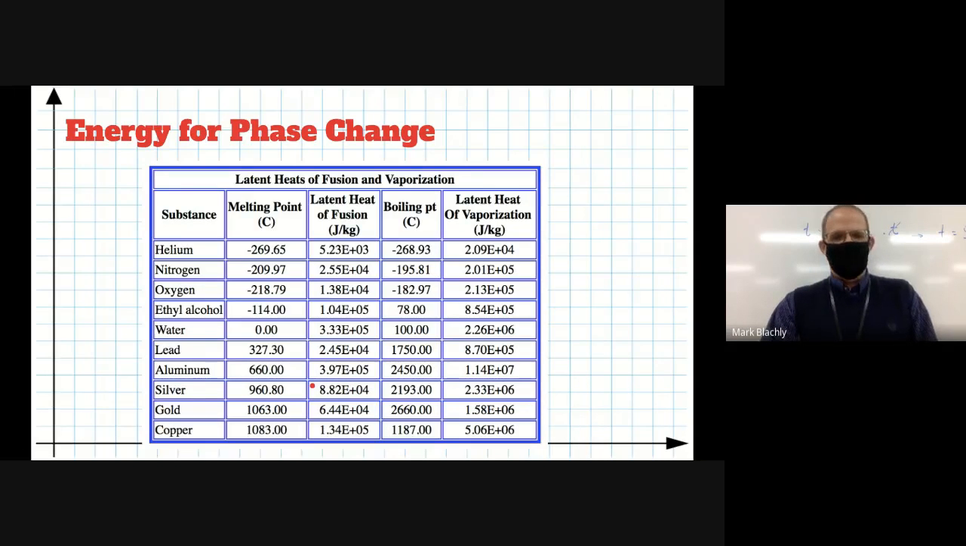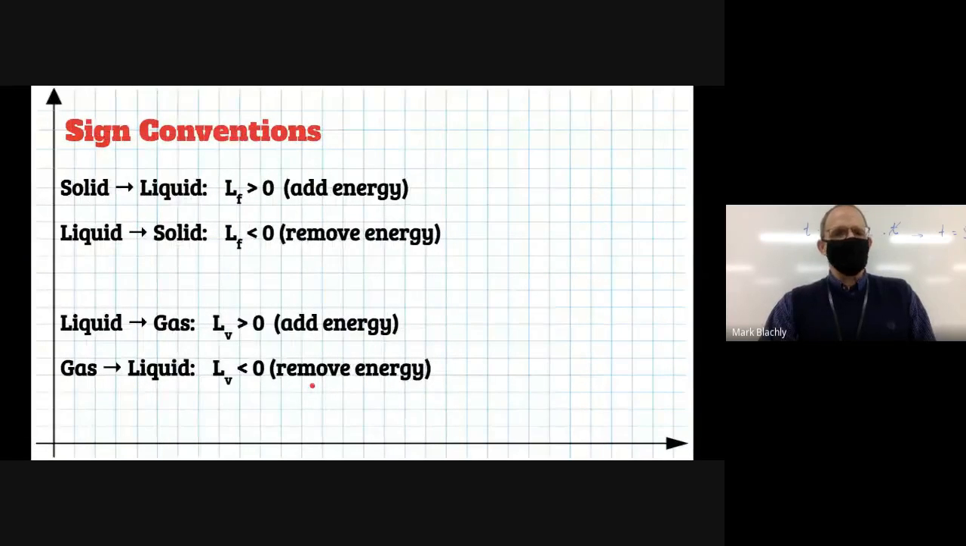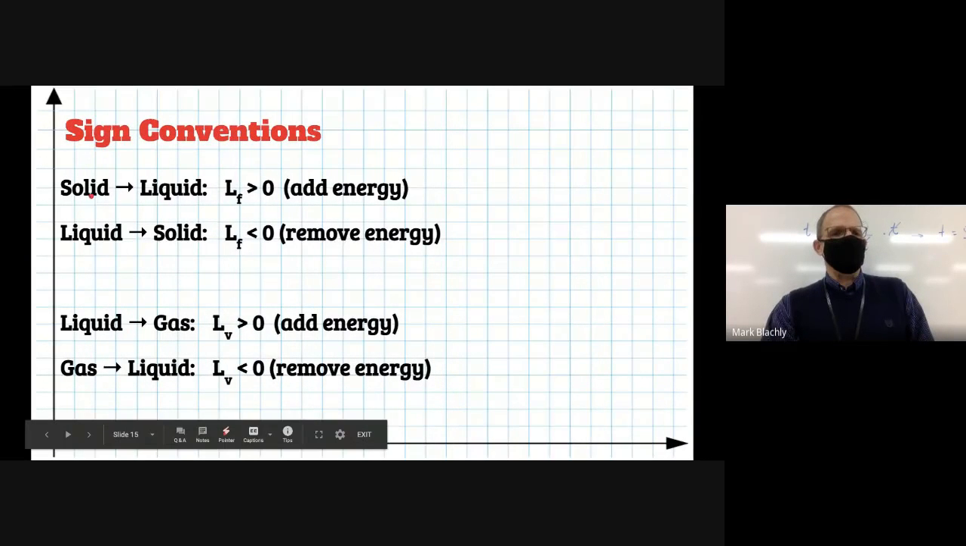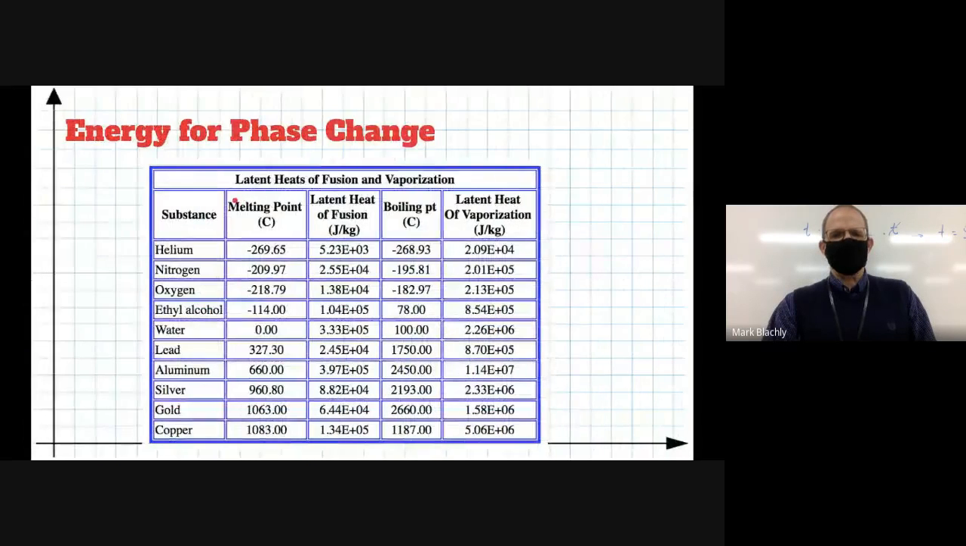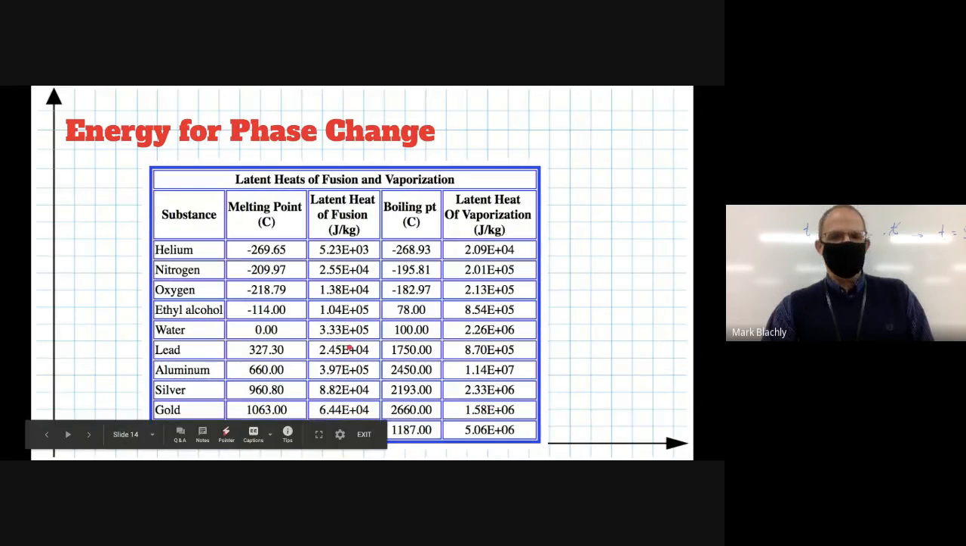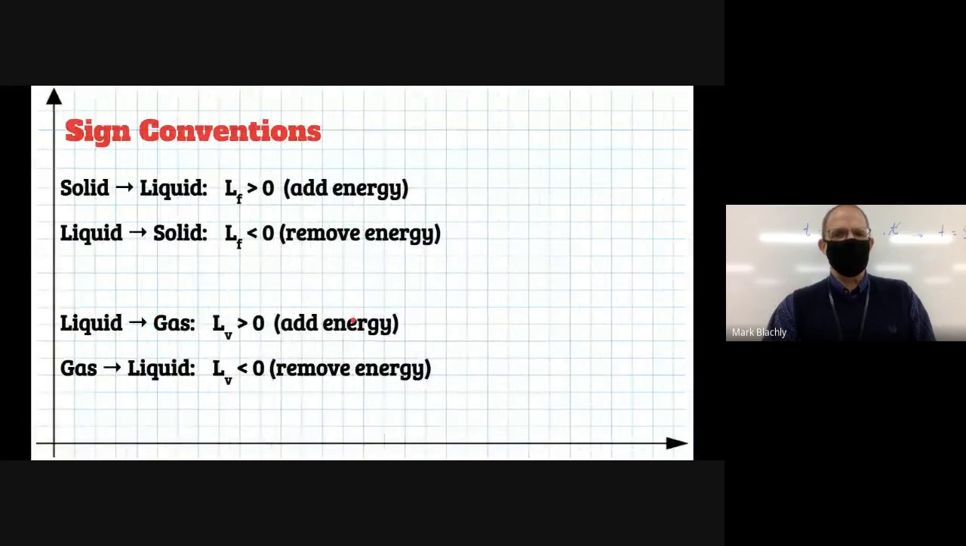Okay? All right. So if we're going from a solid to a liquid, we are going to use the latent heat of fusion. That is this first column. If you're going from a liquid to a solid or a solid to a liquid, we use the latent heat of fusion. And if you're going from solid to liquid, you make it positive. And if you're going from a liquid down to a solid, you're removing energy. You make it negative. Does that make sense?